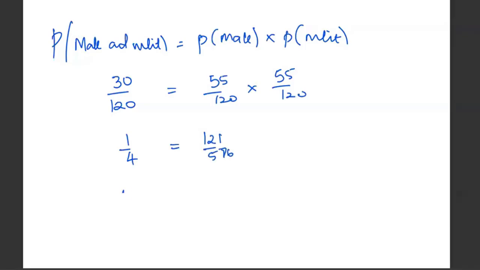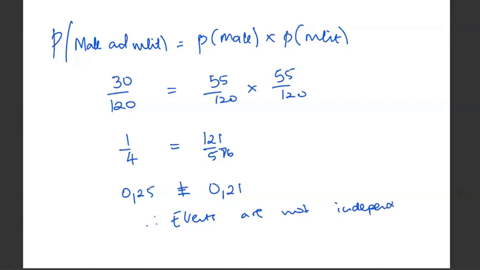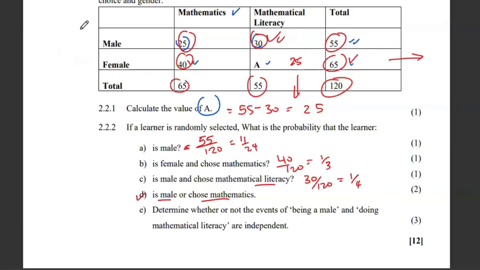It's a good habit to change this to decimals and see. We are getting 0.21. Now we're seeing that the left-hand side is not the same as the right-hand side. So in this case, we can say that events are not independent. So that is how we would have answered that part.